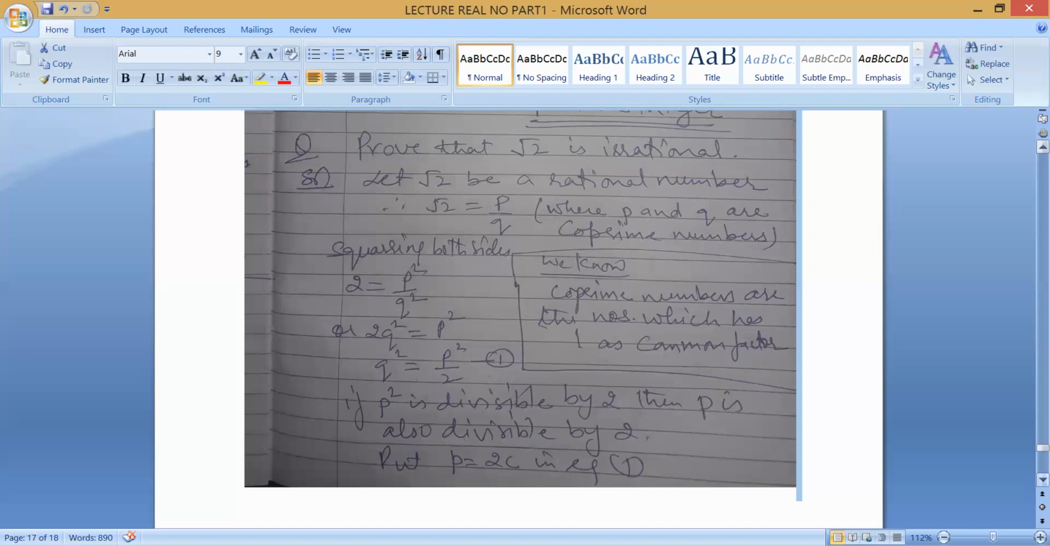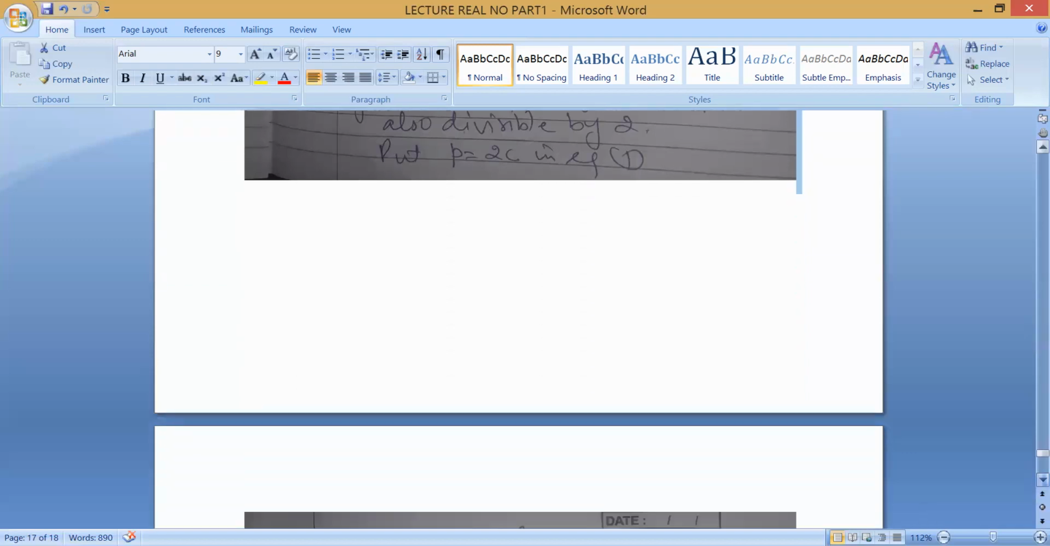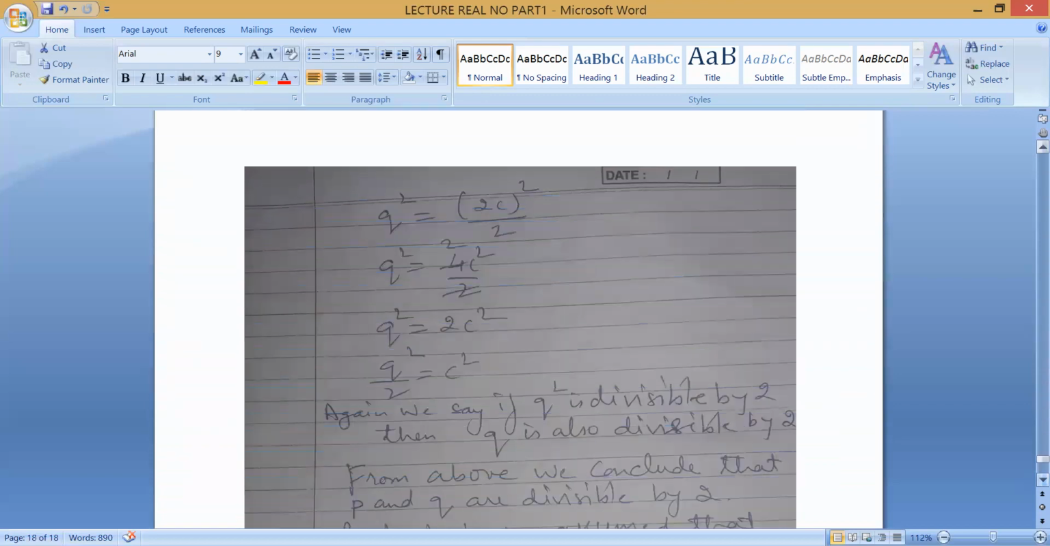Now put p equal to 2c in equation number 1. If it is 3, then you will write put p equal to 3c. If it is 5, then you will write put p equal to 5c. Now in place of p, I have written 2c. Then you will get q square equals 4c square by 2, so q square will be 2c square, and q square by 2 is c square. Again we say if q square is divisible by 2, then q is also divisible by 2.